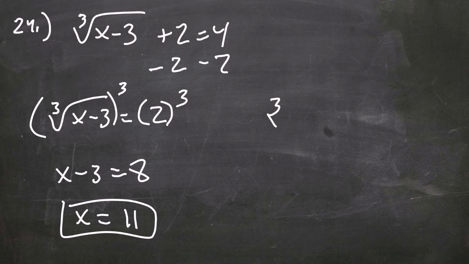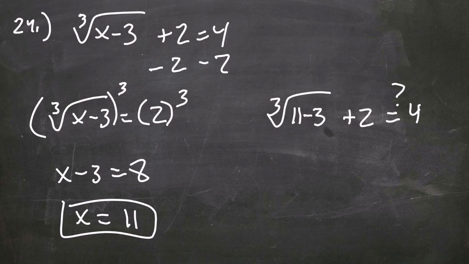Let's check it. So I have the cube root of 11 minus 3 plus 2. Does that equal 4? Well, 11 minus 3 is 8. Cube root of that is 2. Does 2 plus 2 equal 4? It does. So this works. It's good for 24.